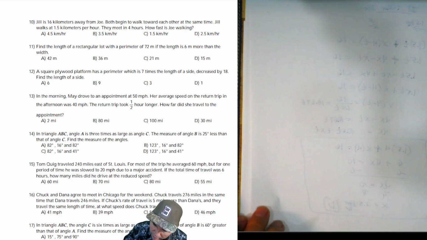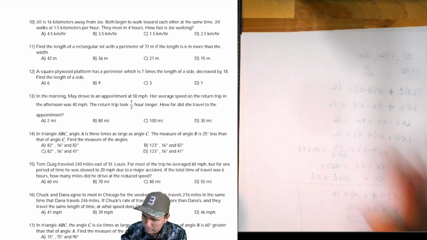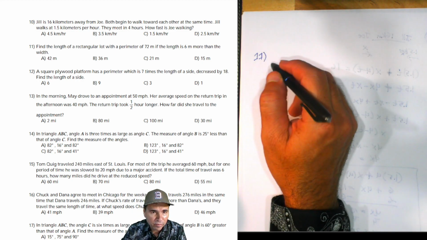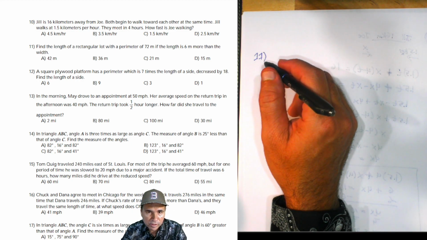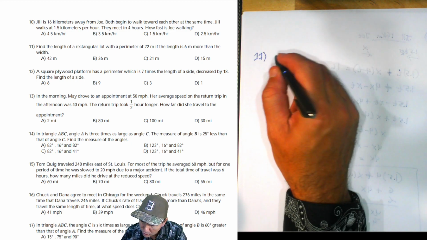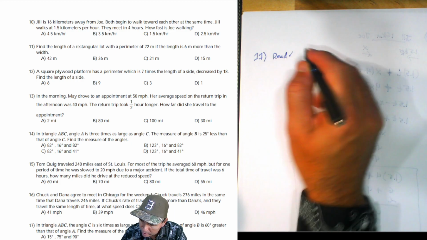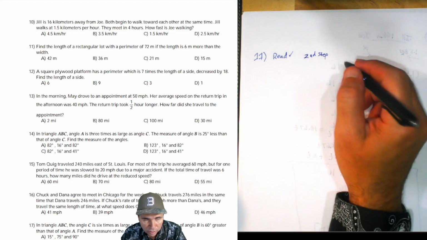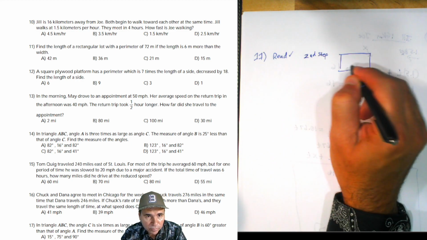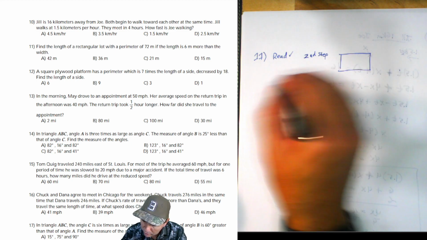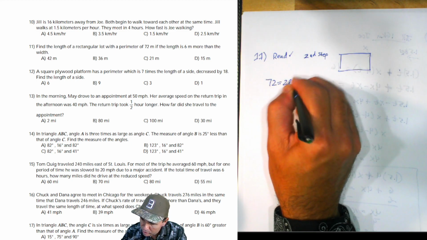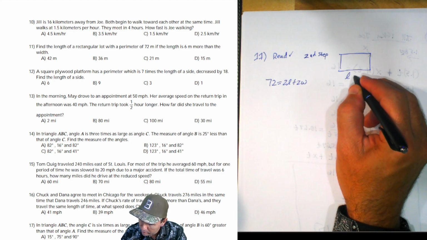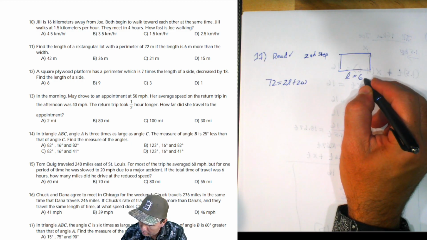Number 11. Find the length of the rectangular lot with a perimeter of 72 meters if the length is 6 more than the width. So step 1, we need to read it, check mark. Step 2, we're going to draw a picture. Suppose it's a rectangular lot with a perimeter of 72. So 72 equals twice the length plus twice the width. The length is equal to 6 more than the width.